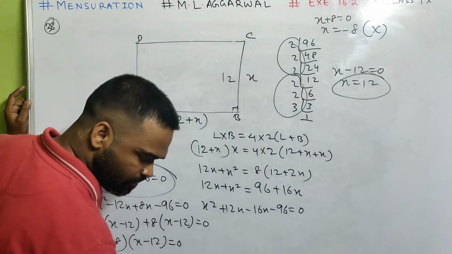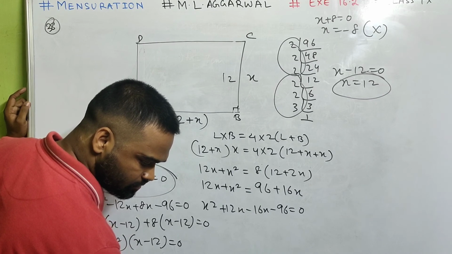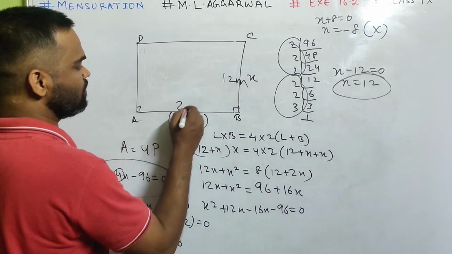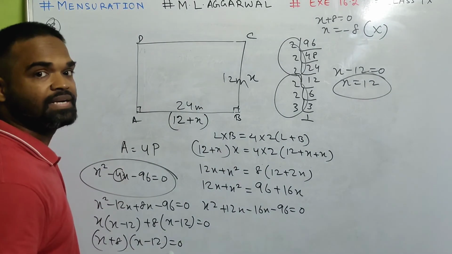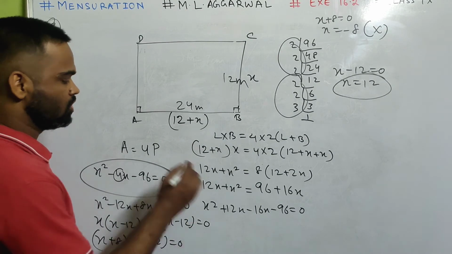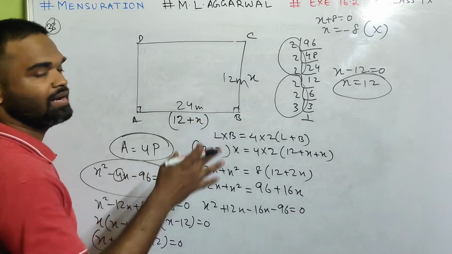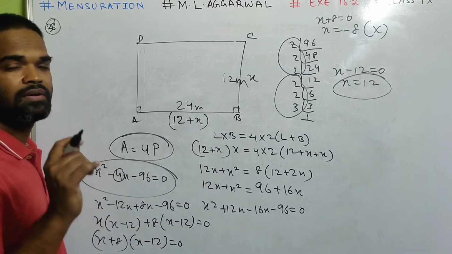What was the unit given? Have they given the unit? Meter. So 12 meter, and this is 12 plus 12, 24 meter. So the length is 24 meter and the breadth is 12 meter. Then very easy. Use the relation. Get the value of x and find length and breadth. Very easy. Now let us solve number 39.